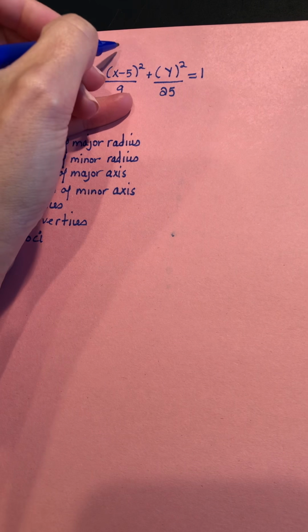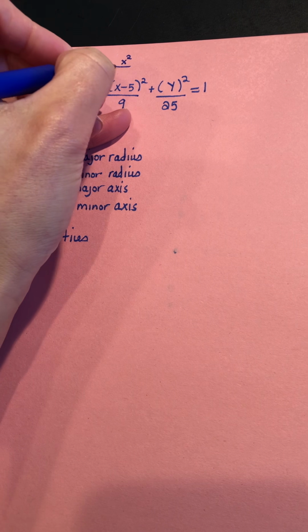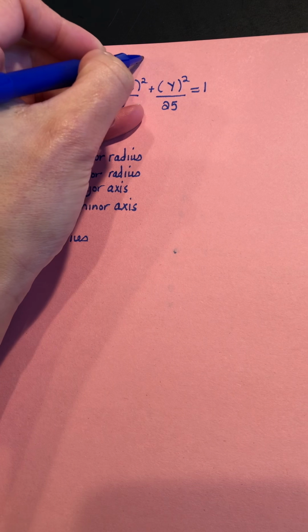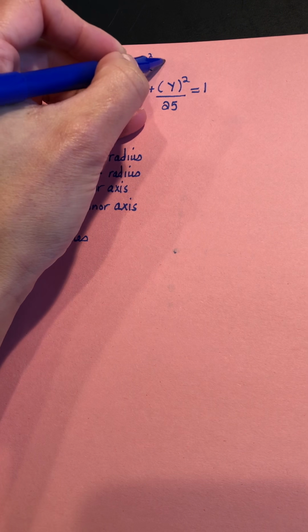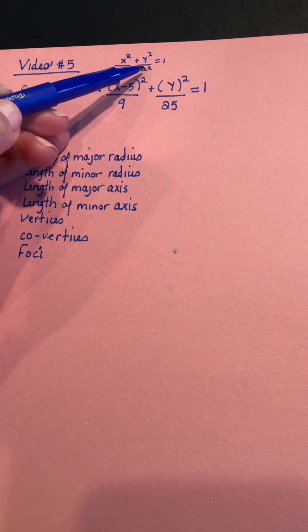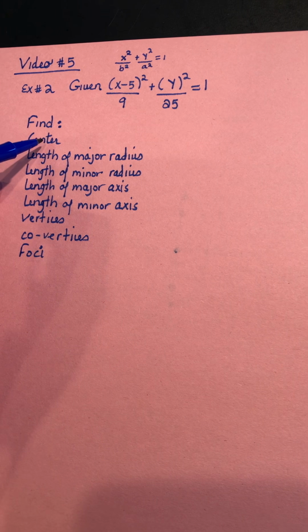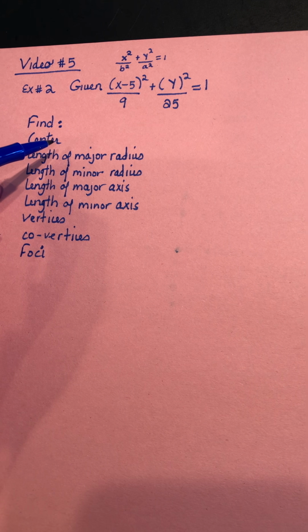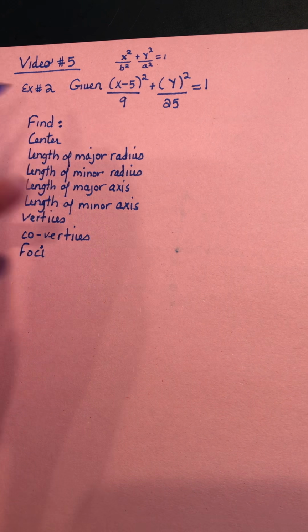So just make a quick note to yourself that this is like the parent function of x squared over b squared plus y squared over a squared equals 1. Okay, and that's an important note because we want to know that a squared is 25 and b squared is 9. So the first thing that I typically do when I graph an ellipse is I find the center because everything else builds from that point. The center is (h, k), and in this case we can see that it's (5, 0), okay?